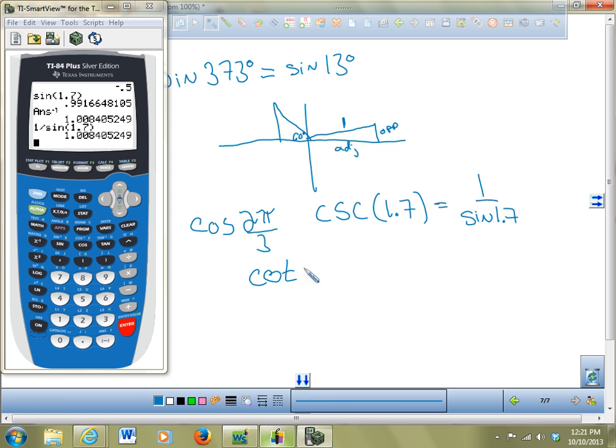Let's just do this: cotangent of 7 pi over 4, exactly. Could you do that without a calculator, with just your unit circle? What's that equal to? How could I figure it out? Cotangent is the same as what? How could I write that as a tangent? That's equal to 1 over tangent, right?